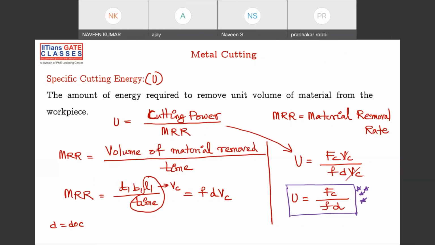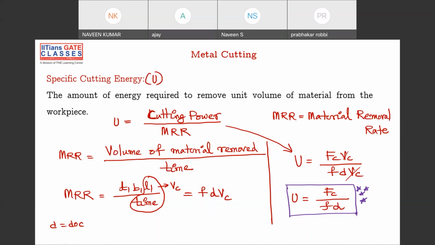Okay. Let's continue. In the previous class, what have we discussed? We stopped at specific cutting energy, and we solved some problems. I think we have recorded another lecture. Fine. Okay, let's start from here. I clearly mentioned what specific cutting energy is. Specific cutting energy is nothing but the amount of energy required to remove unit volume of material from the workpiece.